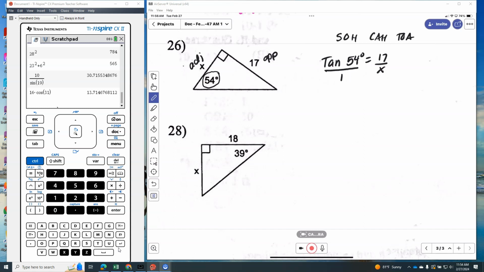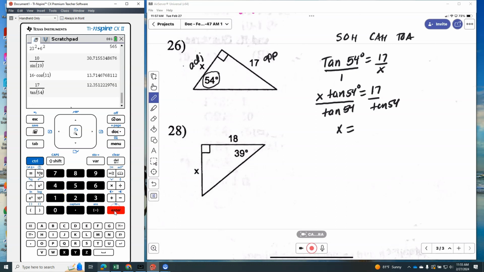So you're going to multiply 1 times 17, which gives you 17. And then you have x times the tangent of 54 degrees. To isolate the x, we're going to divide by the tangent of 54. So x will be 17 divided by trig ratio tangent of 54. So it's 12.3 or 12.4.